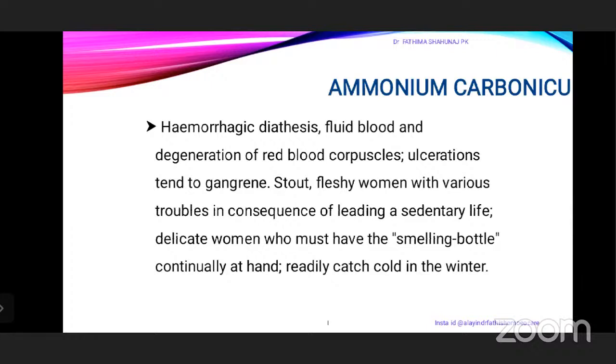The next and last remedy is Ammonium carb. This is also one of the children's remedies. And we can think of a child, and in most cases we can think of it for women also. So the women who belong to hemorrhagic diathesis, fluid blood, and degeneration of red blood corpuscles, ulceration, tendency to gangrene, stout, fleshy women with various troubles in consequence of leading a sedentary life, delicate women who must have the smelling bottle continually at hand, and readily catch cold in the winter.